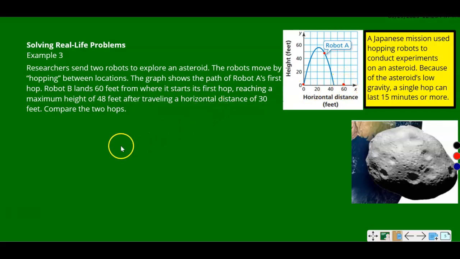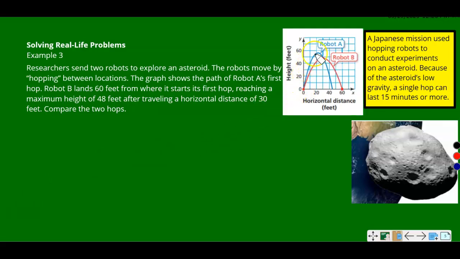So I'm going to pause the video and get a graph sketched. Okay, so now we have the graph of robot A and we have the graph of robot B. So now we can compare those because we have a visual image of both. All right, so if we go back and look at the initial question, it says to compare the 2 hops. So if we're looking at the graph and we're trying to compare the 2 hops, we can look at things that we've learned previously in this lesson.